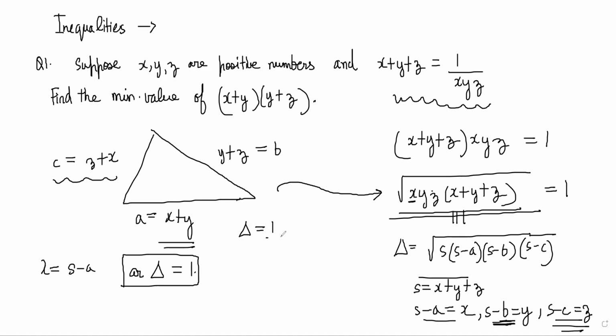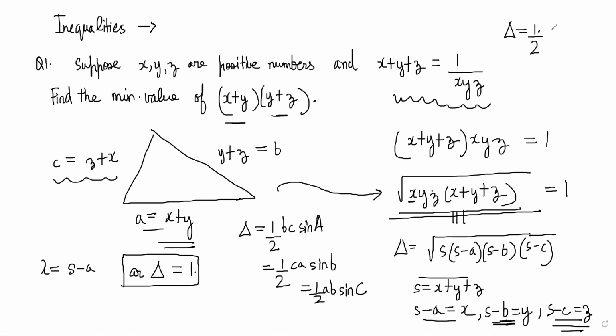Area del can be written as half into BC sine A, which is equal to half into CA sine B, which is equal to half into AB sine C, right? And the area is equal to 1. So what is x plus y? That is A. And what is y plus z? That is B. So we can write the area del as half into AB sine C, and area is 1, so we get AB is equal to 2 by sine C.